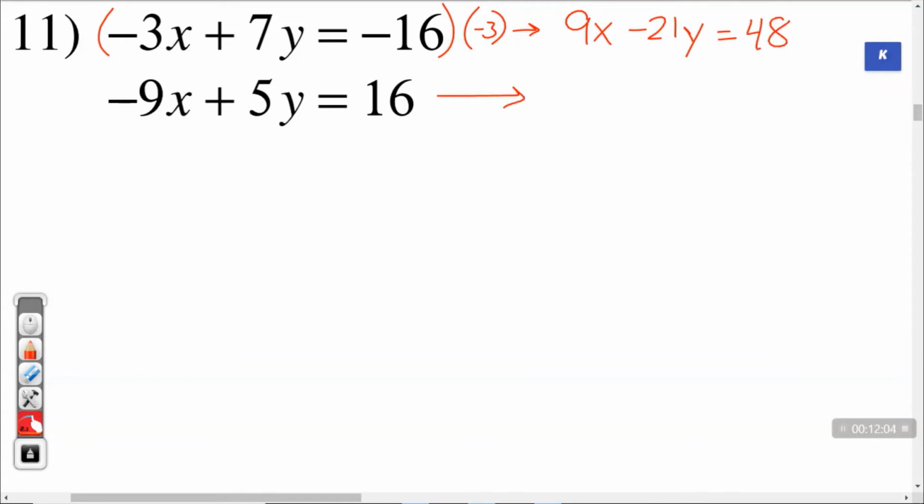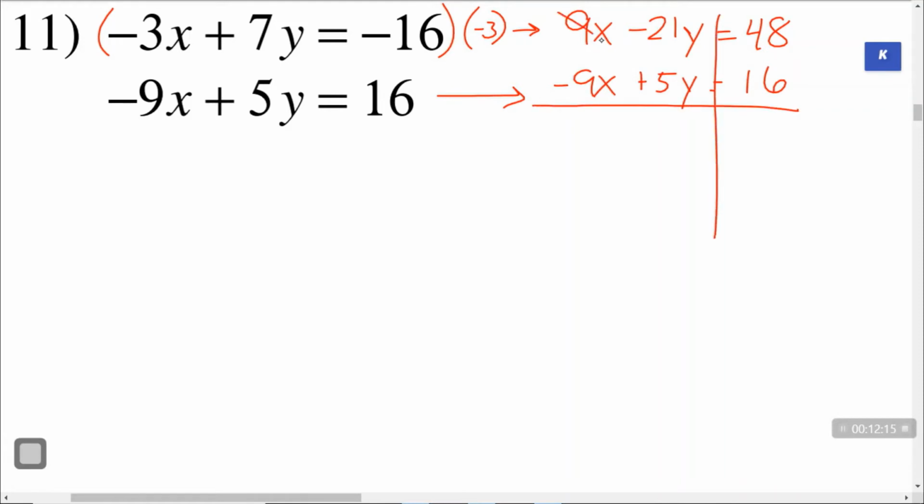My bottom one I don't have to change. Negative 9x plus 5y equals 16. And now I can line up my equal signs. My x's will eliminate each other. And I'll get negative 16y equals 64, and divide by negative 16. Those cancel, and y in this case equals negative 4.